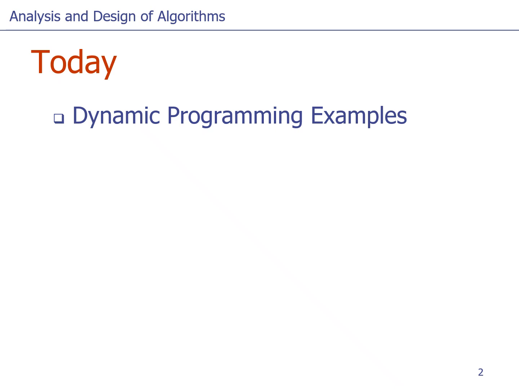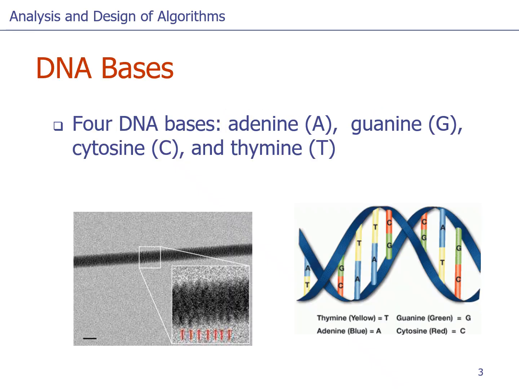What we are going to look at today are a number of, I would say, advanced examples with DP algorithm design. So let's start. The first problem we're going to look at belongs to the genetics line of research.